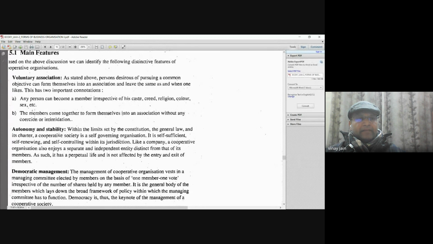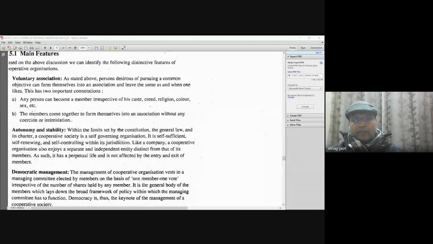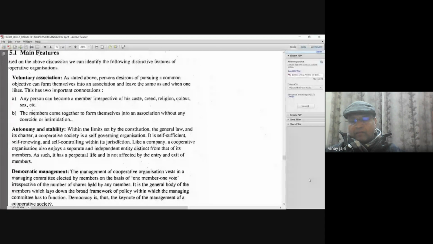Then autonomy and stability. Guys, what does it mean? Autonomy means we are free to take our decisions. Stability means it is for a longer period of time. Within the limits set by the Constitution, the general law, and its charter, a cooperative society is a self-governing organization. It is self-sufficient, self-renewing, and self-controlling within its jurisdiction.